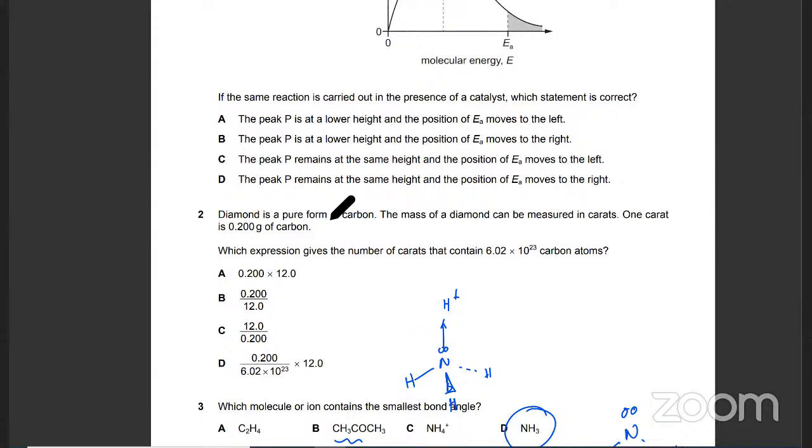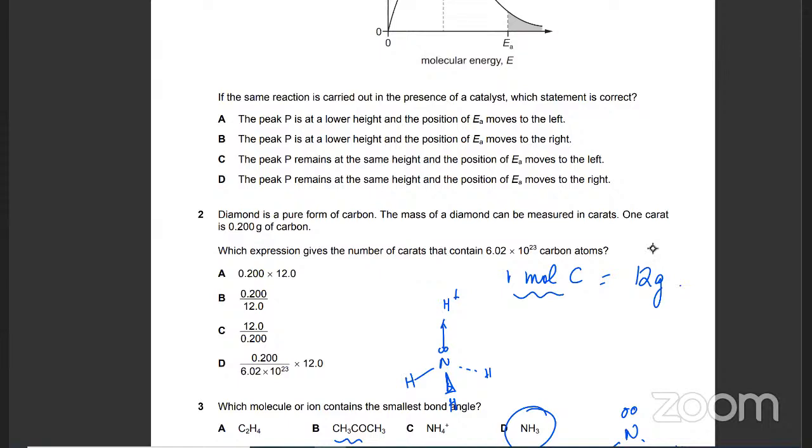Now, diamond is a pure form of carbon. The mass of a diamond can be measured in carats. 1 carat is 0.2 grams of carbon. What expression gives the number of carats that contain 6 times 10 to the power 23? That's 1 mole of carbon atoms, right? So what is the mass of one mole? That's 12 grams, right? Yes. So it's 12 grams.